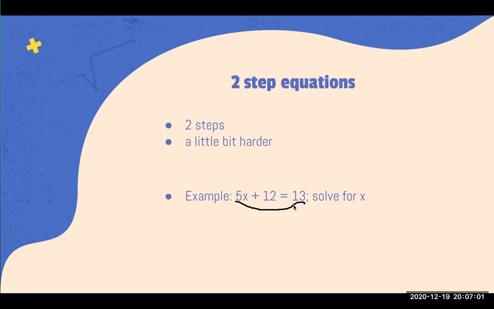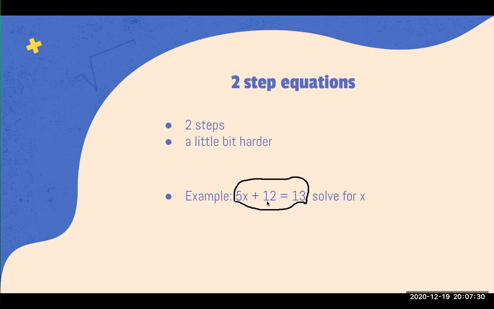Let's try to solve one of these. Okay, so we have an example right here: 5x plus 12 equals 13. To solve this, we're going to have to use basically the reverse order of operations. When you're dealing with stuff going to the other side and getting canceled, you always want to do it in the reverse of the order of operations.